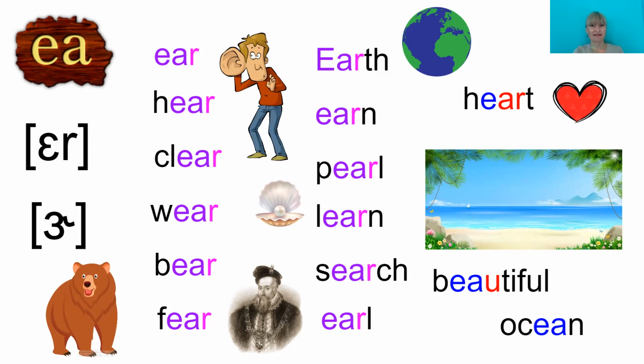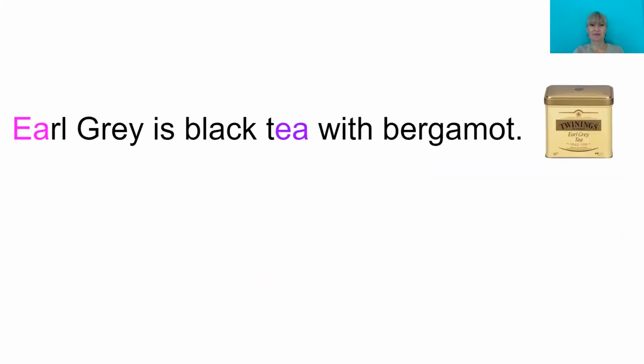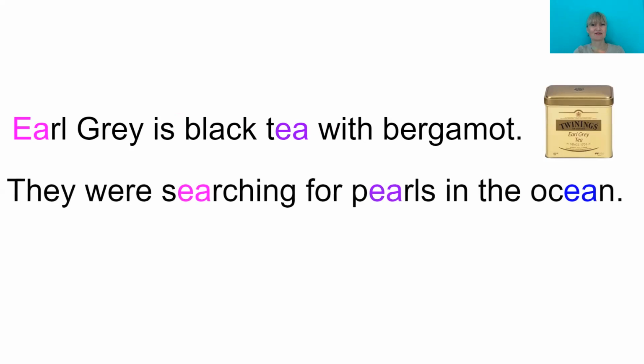So now let's practice again. Let's recognize some of those words in the sentences. So you try. And probably you guys recognize this tea, right? Do you know this tea? Earl Grey is black tea with bergamot. Earl Grey is black tea with bergamot. Это чай черный с бергамотом. Earl Grey называется, да? Граф Grey. All right. You try one more.